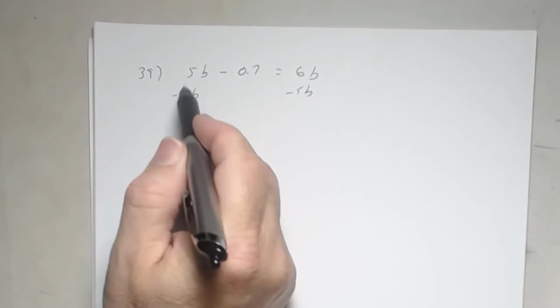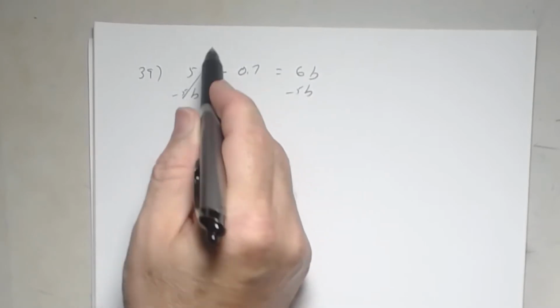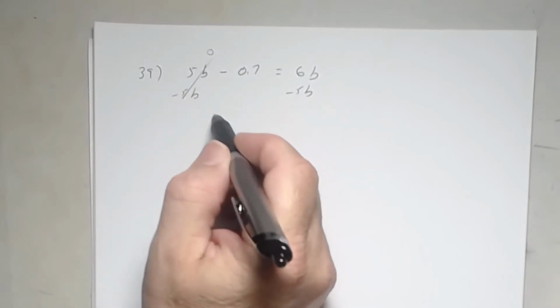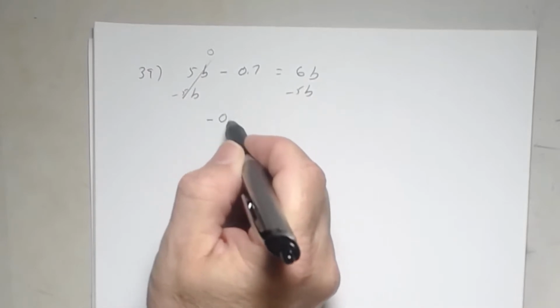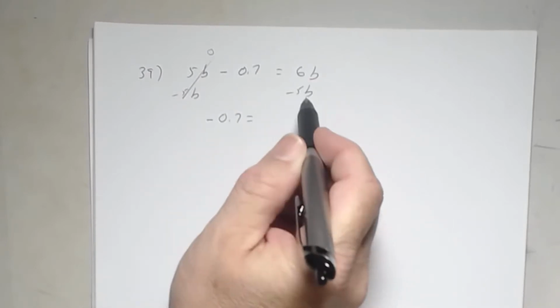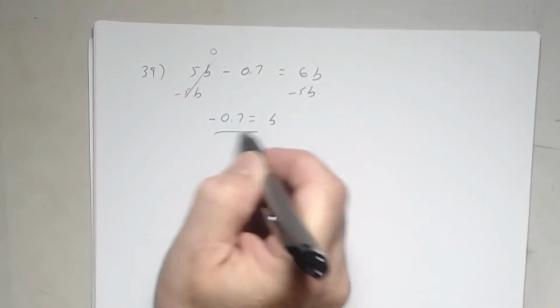So what's 5b minus 5b when I combine like terms? 0 minus 0.7 is negative 0.7. 6b minus 5b? 1b. So there's your answer.